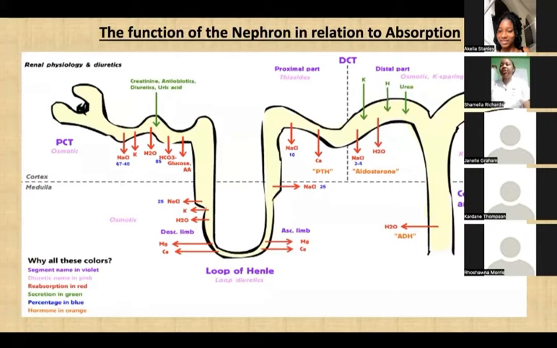So, the function of the nephron in relation to absorption. Reabsorption is the movement of water and solutes from the tubule back into the plasma or into the circulating blood. The bulk of reabsorption takes place within the proximal convoluted tubule, or the PCT, without being under hormonal control, and more than 70% of the filtrate is absorbed here.